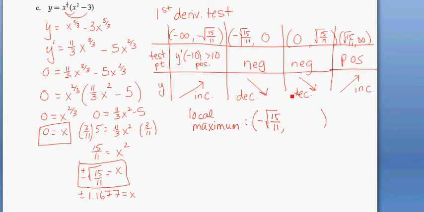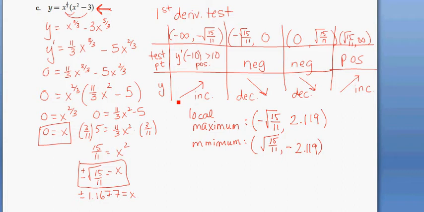And then there's no other place where I'm going from increasing to decreasing, but I've got a local minimum where I'm switching from decreasing to increasing. So that would be a positive square root of 15/11, comma something. To find the something, I'm always going back to the original function y and substituting that value in to see what I get. For that purpose, I'm going to just go ahead and round that, so 2.119, and for the minimum, negative 2.119.